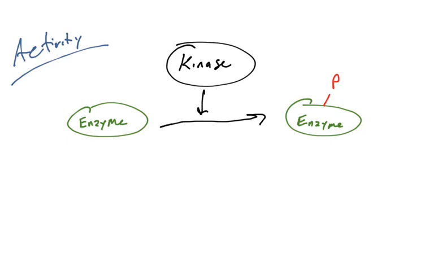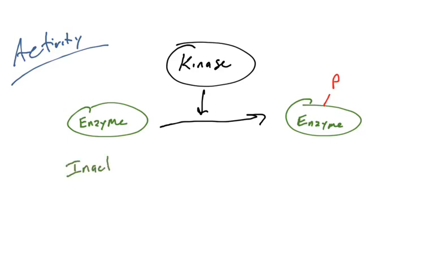Enzymes are proteins. So maybe phosphorylating the enzyme changes its 3-dimensional structure so that it affects this protein's enzymatic activity. And we will see many examples of this in this course. So phosphorylating an enzyme can change its activity. Now, how could it change it?